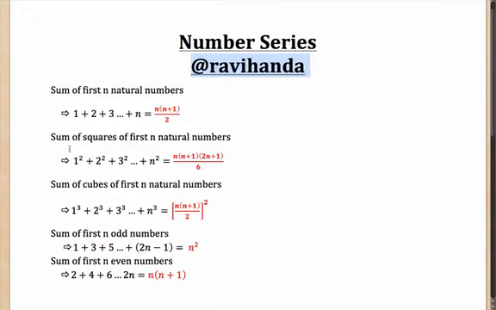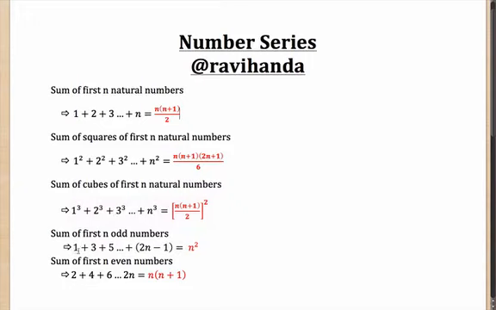Very similarly, the sum of the squares of the first n natural numbers, that is 1 square, 2 square, 3 square till n square, is n into n plus 1 into 2n plus 1 by 6. For cubes, the formula is n into n plus 1 by 2, the square of that value. That is 1 cube plus 2 cube plus 3 cube till n cube.